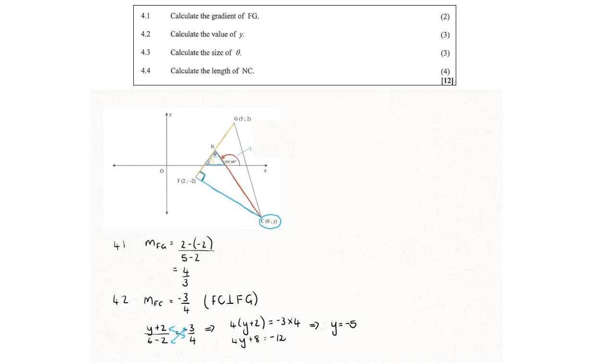Let's look at the mark allocation for this question. You get 1 mark for the gradient of FC, 1 mark for equating the gradients, and 1 mark for the final answer. Then in question 4.3, we need to calculate the size of theta.